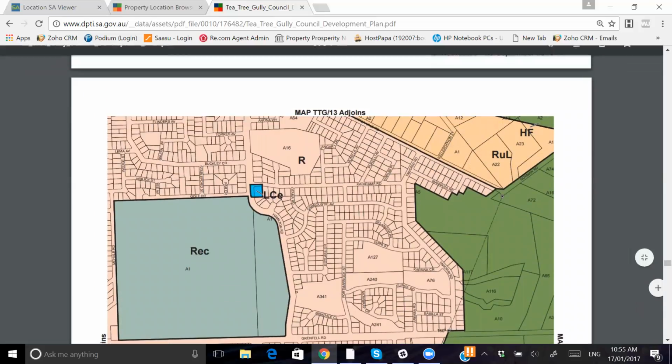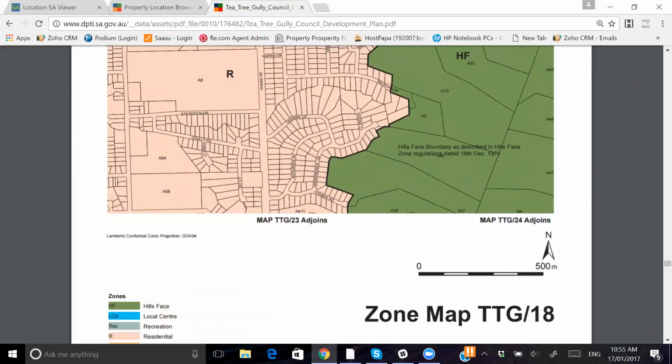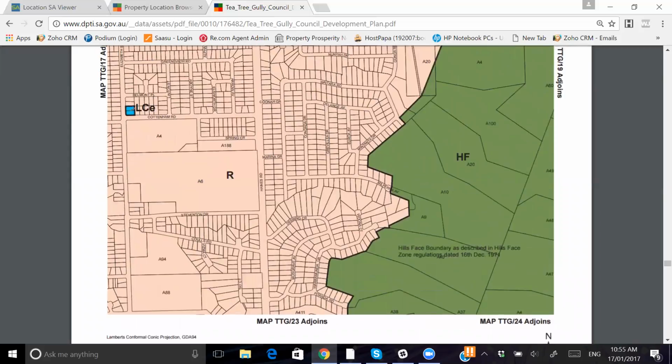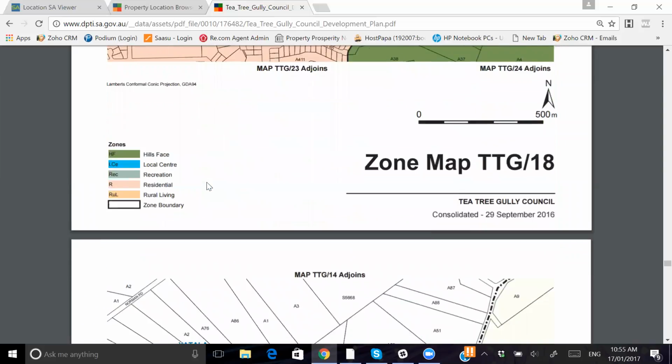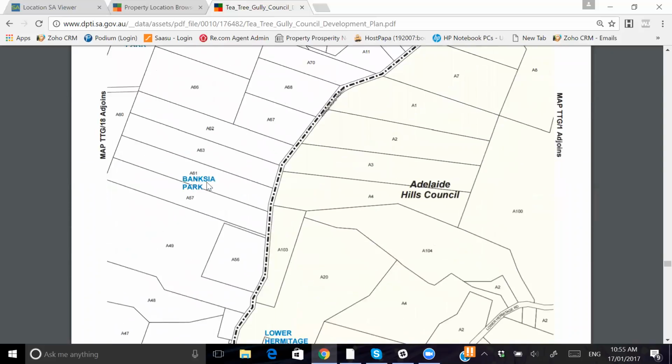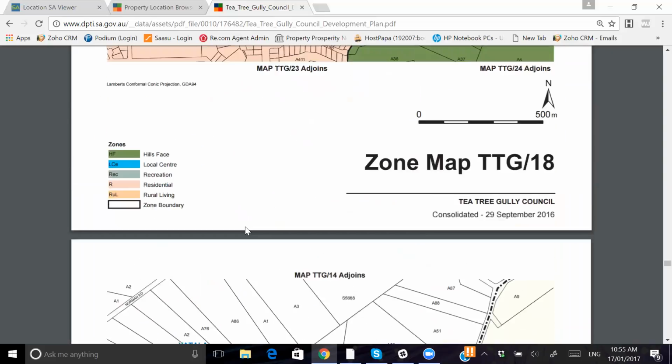We can find our house again. Haynes Road, Aboyne Street. There we go. So we know we're in the residential zone. And that is pretty much it. So there's nothing else. So we're not in a particular policy area.